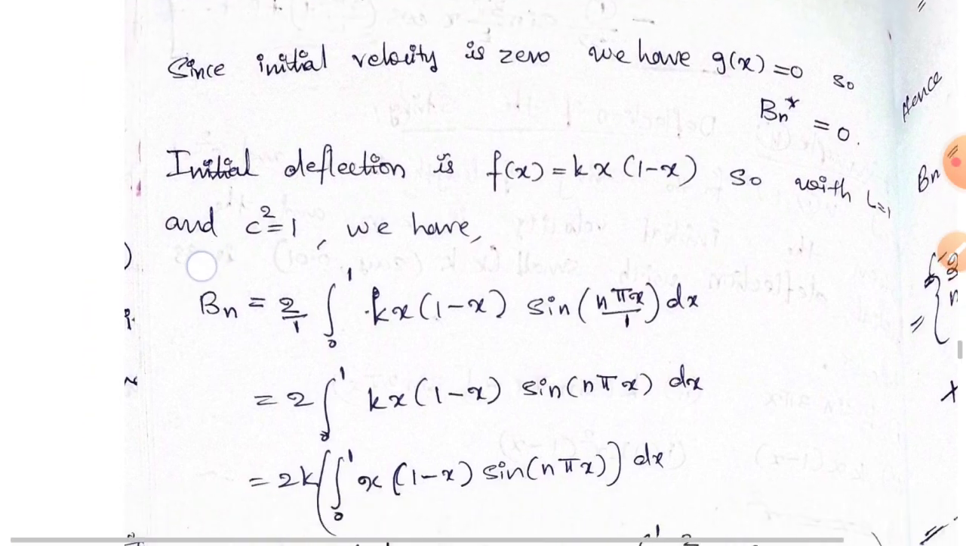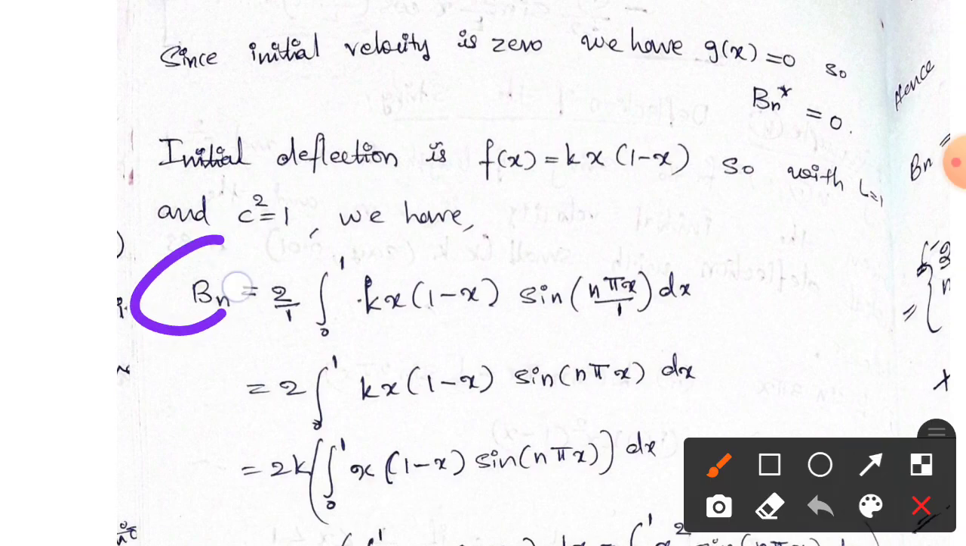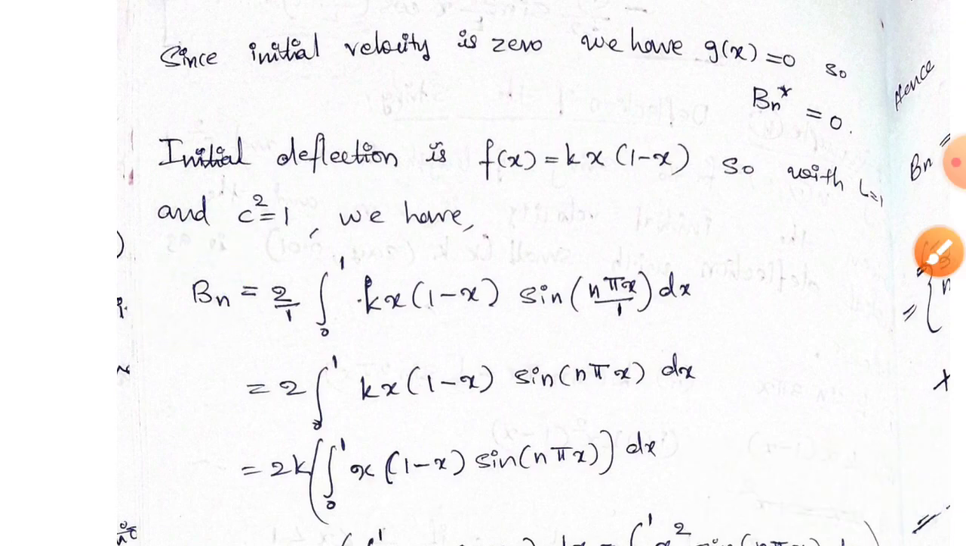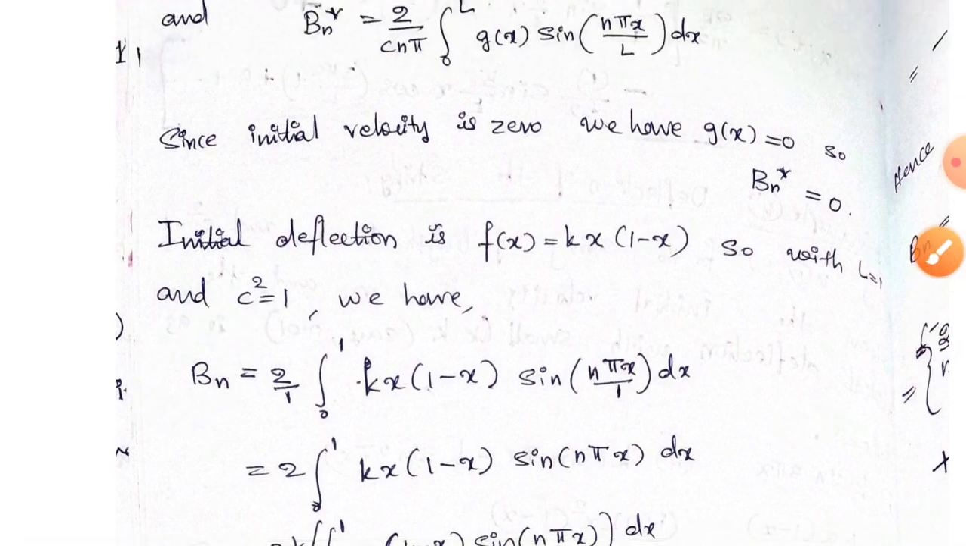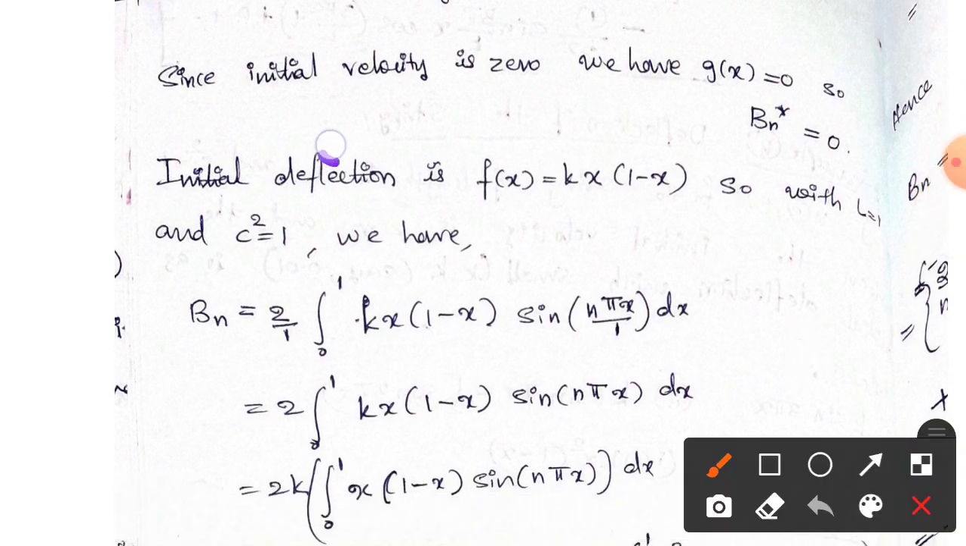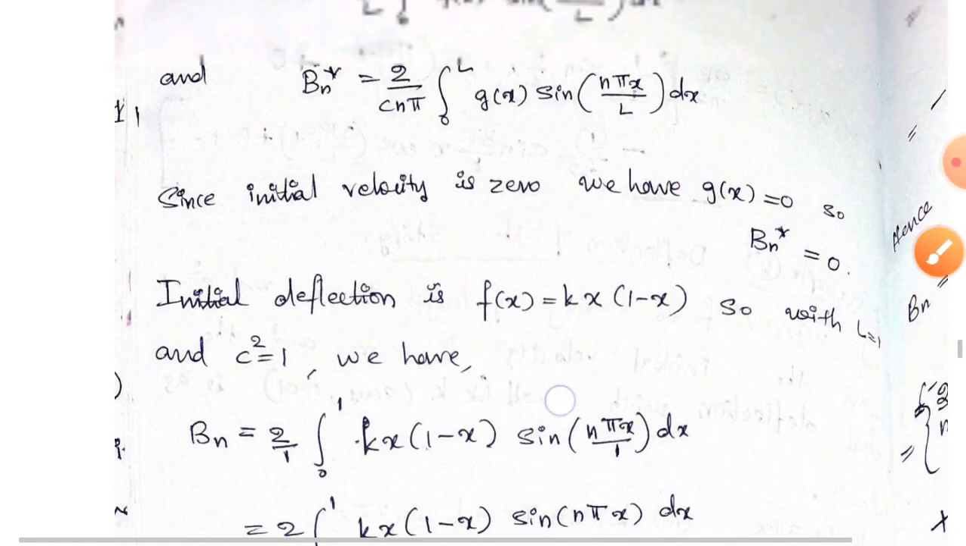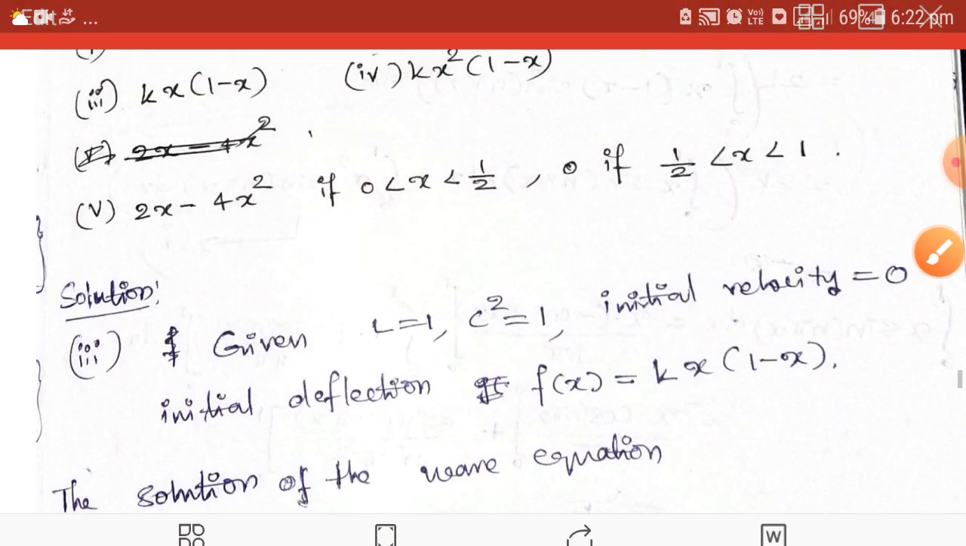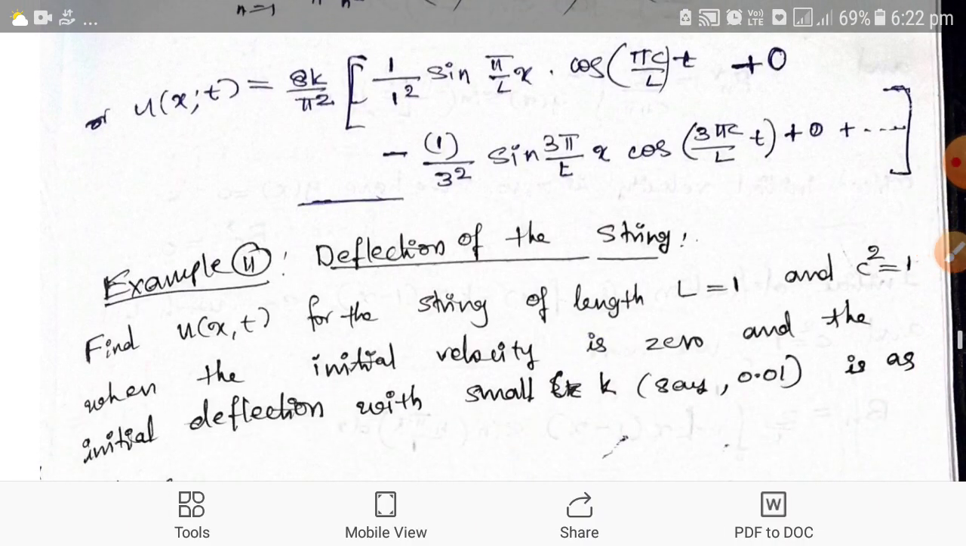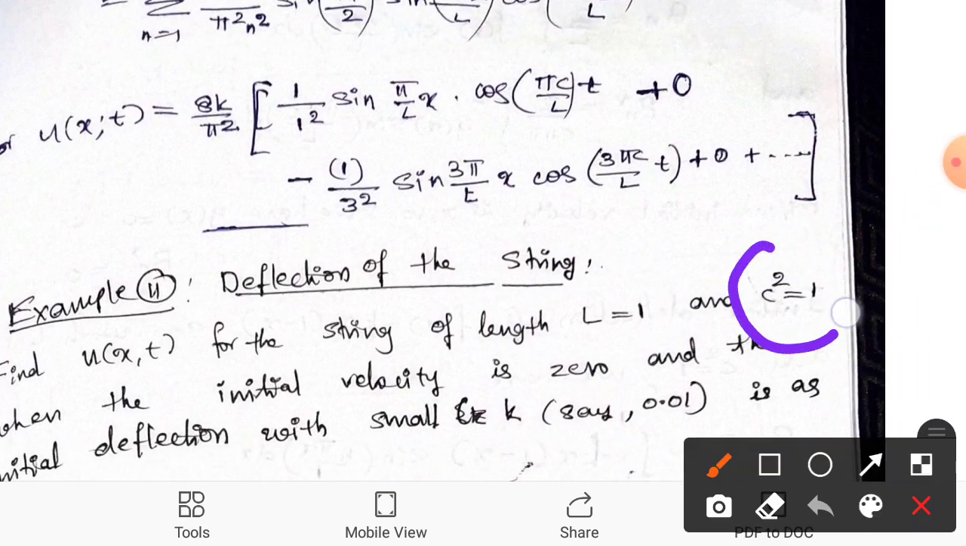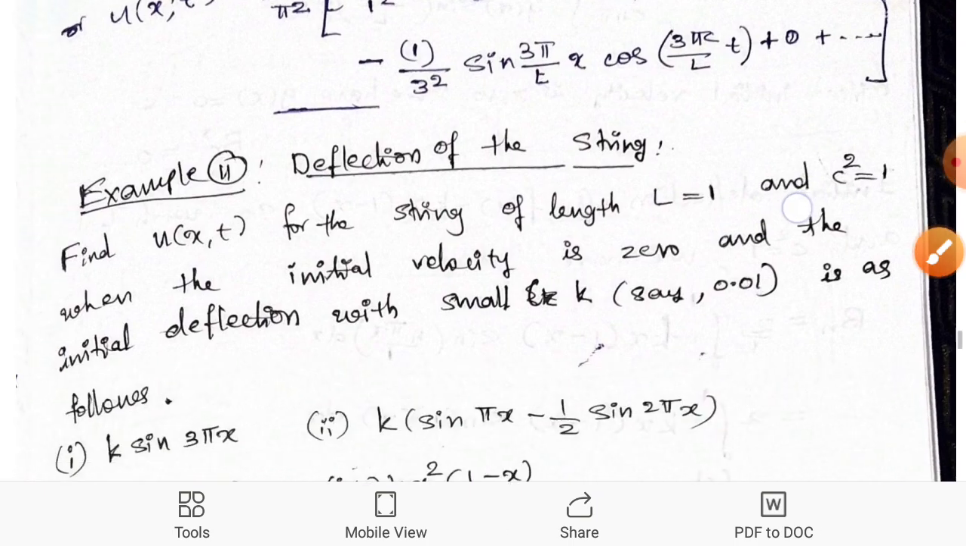bnൻ്റെ ഫോർമുല എഴുതുക. bnൻ്റെ ഫോർമുല 2/L into integration 0 to L f(x) sin nπx/L dx ആണ്. അതിൽ എന്തൊക്കെ സബ്സ്റ്റിറ്റ്യൂട്ട് ചെയ്യണം, 2/L, അതിൽ L എത്രയാണ് ക്വസ്റ്റനിൽ തന്നത്, L is 1, isn't it? L is equal to 1 എന്ന് തന്നിട്ടുണ്ട്. c² 1 ആണ്. അപ്പോൾ c എന്നുള്ളത് 1 ആണ്.